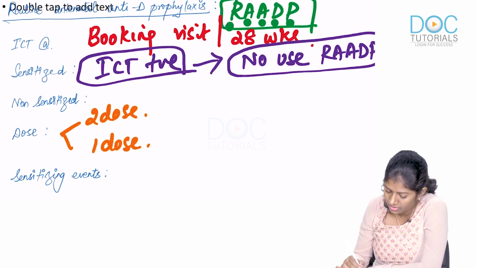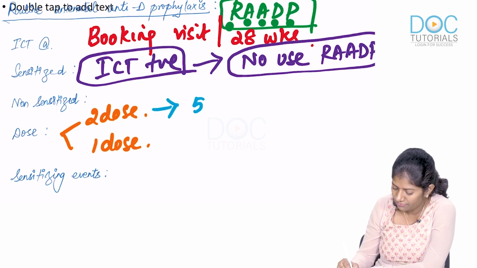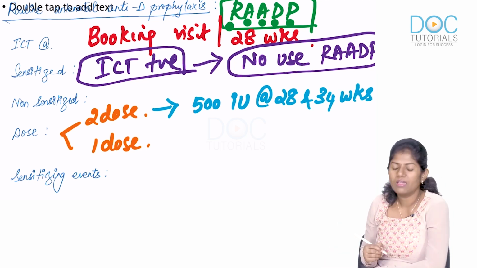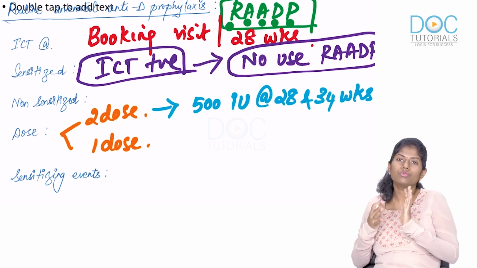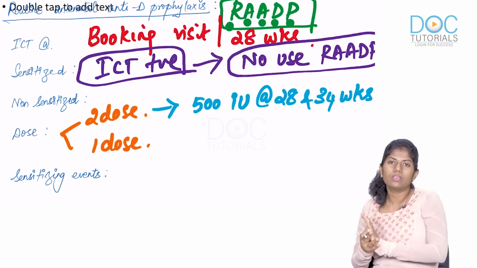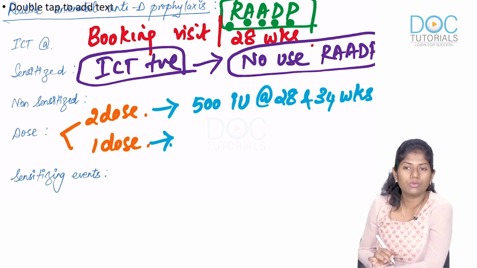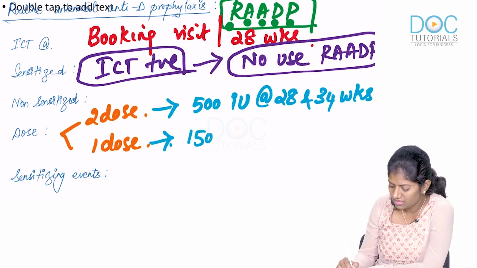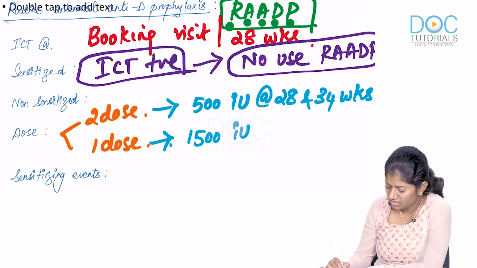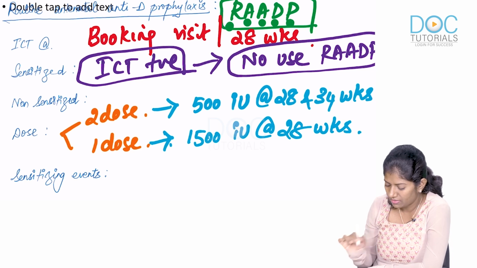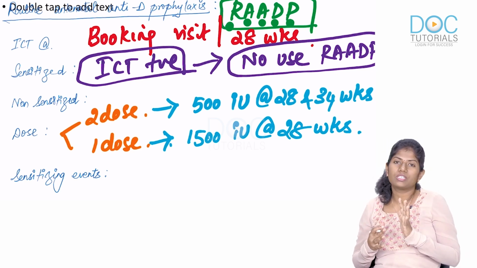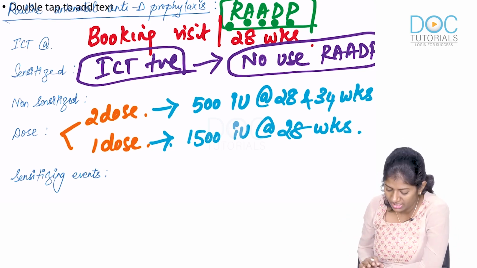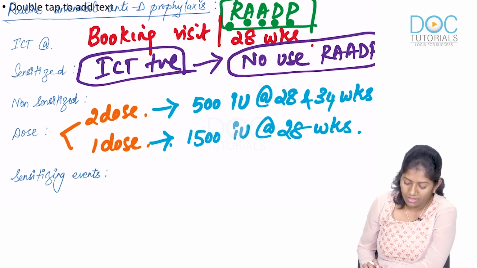In a 2-dose technique, you give 500 international units at 28 and 34 weeks, two doses of 500 international units each. In the single dose technique, you give 1500 international units at 28 weeks. So either two doses of 500, one at 28 and the other at 34, or a single dose of 1500 at 28 weeks would be the appropriate dose for RAADP.